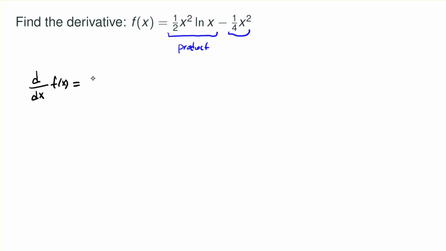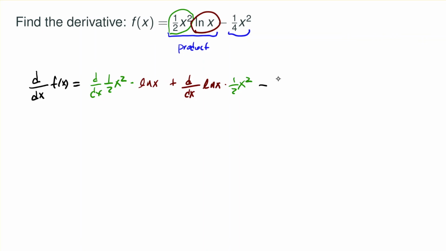Another way we can think about this is that we can take 1 over 2 as an entire constant. We can think that this is the first function and this is the second function. So we can take the derivative of 1 over 2x squared times ln x, plus the derivative of ln x, natural log of x, times 1 over 2x squared. Minus, this one we can take the derivative, which is 2 times 1 over 4 x to the 1 power.